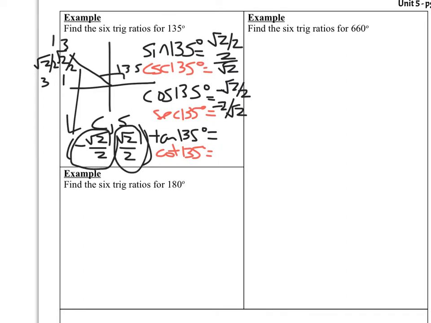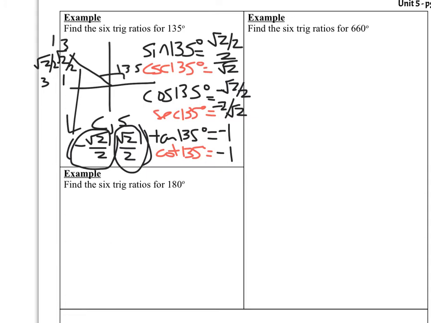What do you notice about those 2 coordinates? They're actually the same thing, except one's positive, one's negative. So when I divide the same thing, 4 by 4, 5 by 5, x by x, what do I get? 1. But one's negative, so it's going to be negative. And then I have negative 1.